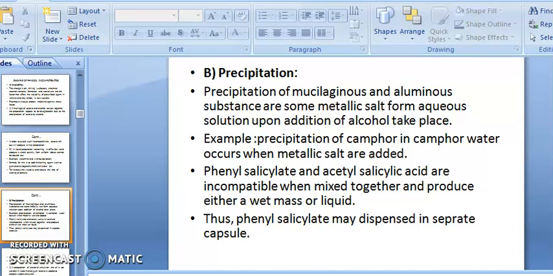This happens if you want to prepare a solid dosage form. Thus, phenyl salicylate may be dispensed in a separate capsule. To overcome this, if you want to formulate such a combination, you have to dispense or prescribe the phenyl salicylate in a separate capsule formulation.